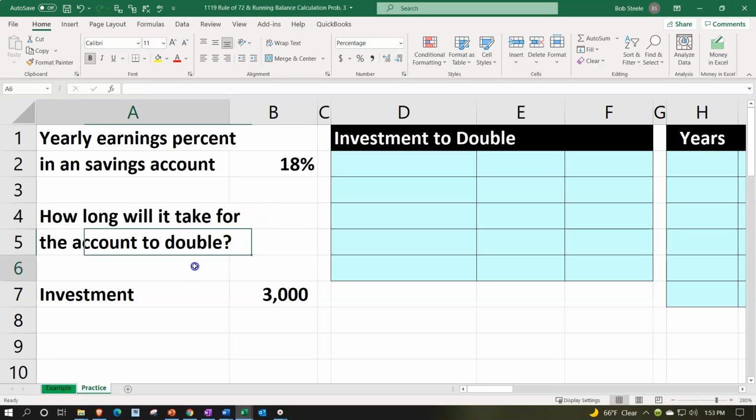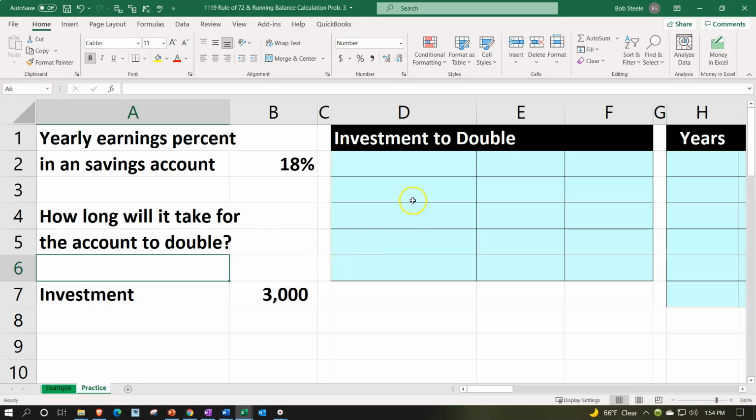So we have: how long will it take for the account to double? We can answer that question without even having an investment amount, and then we will consider the investment amount, in this case $3,000, as simply a starting point. How long would it take to double? In other words, how long would it take to get to $6,000? So we're looking for the period of time for it to double. We'll start off with the rule of 72, which is a shortcut type of method, and then we'll go to different methods as we work through the practice problems, including a running balance in this presentation.